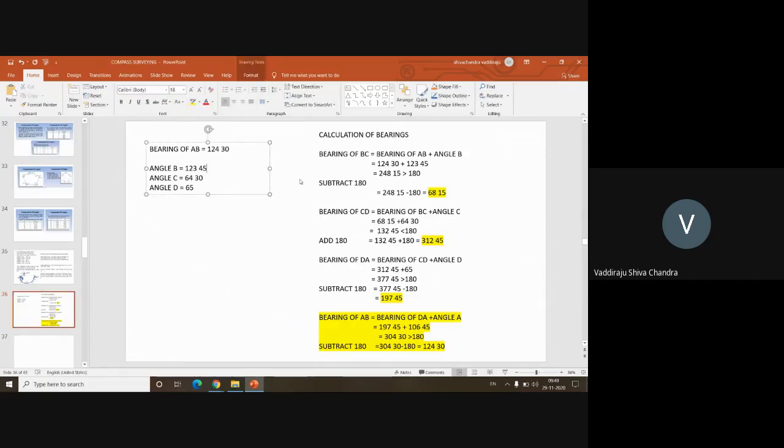The bearing of AB is given as 124 degrees 30 minutes. Angle B is given as 123 degrees 45 minutes. Angle C is given as 64 degrees 30 minutes. Angle D is given as 65 degrees. And angle A is given as 106 degrees 45 minutes. Determine the bearings of BC, CD, and DA.